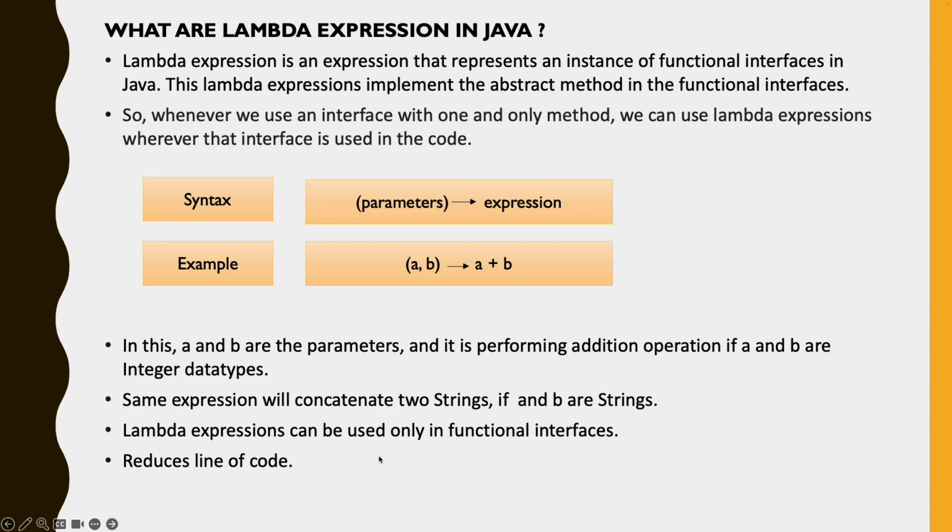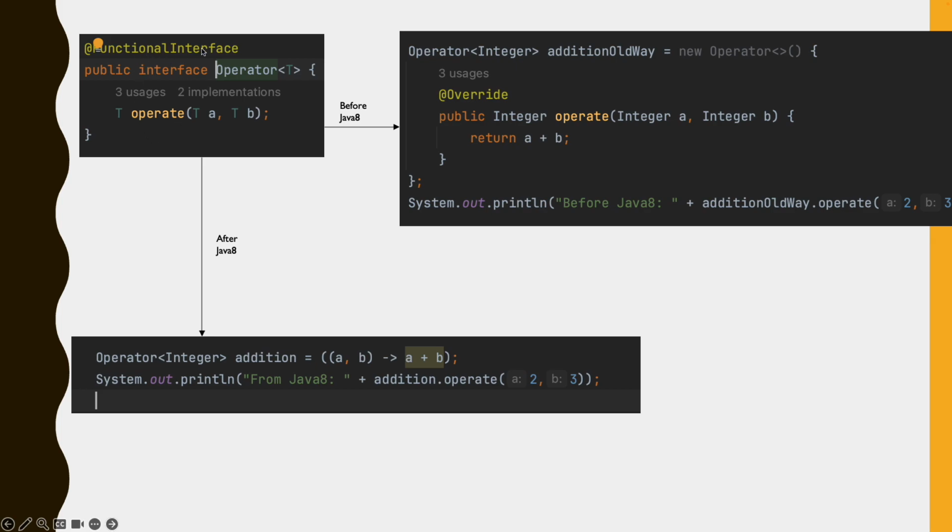This is the example of the functional interface that we created in our previous video. I have an interface Operator and I have an operate method which will accept two parameters A and B, and that will return data of type T. Before Java 8, if I need to use this method from this interface, I have to implement this method operate on the fly. So if we see here, we have created a new Operator and I have overridden this operate method. This is how we do it before Java 8.